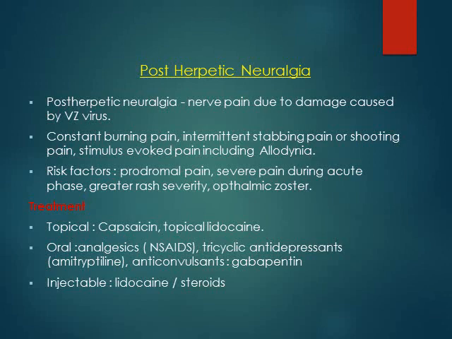One of the complications of herpes zoster is post-herpetic neuralgia. That is, there will be intense pain even after the herpes lesion heals. That is what is called post-herpetic neuralgia. It presents as constant burning pain, intermittent stabbing or shooting pain, and stimulus-evoked pain, including allodynia.